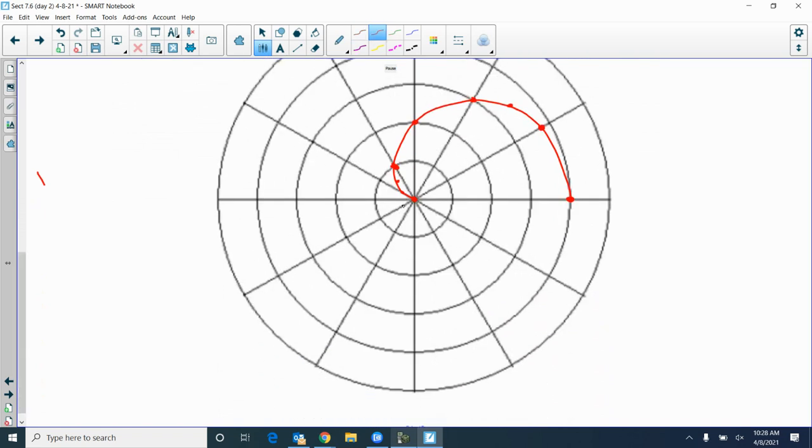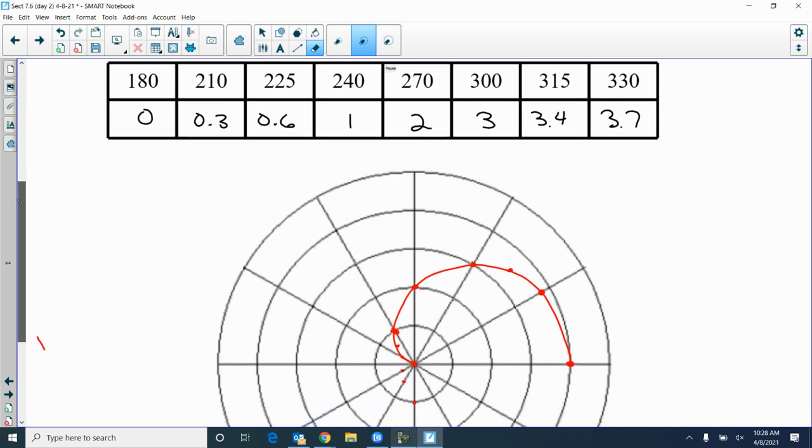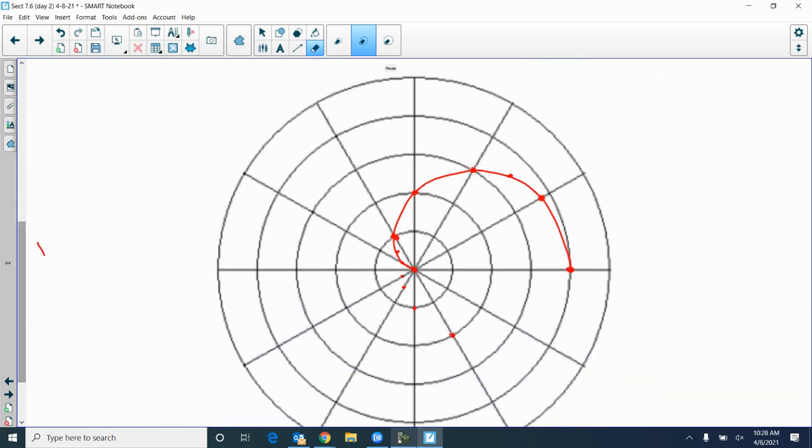for the 210, 0.6, and then what do we say? 1, 2, 3. Oh, I missed one. Which one was 3? 300. 240 is 1. Oh, I missed, hold on here. I missed 225, sorry.